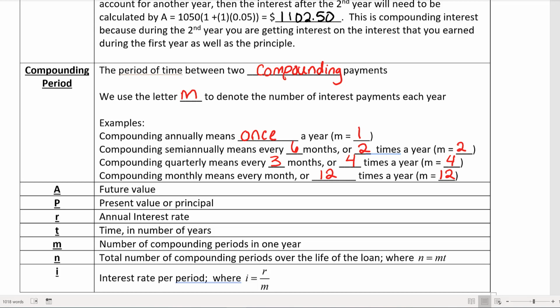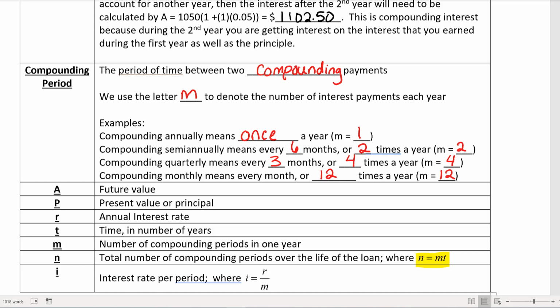The way we're going to get that is you're going to take M, which is the number per year, times T, which is the number of years, and that gets you the total number of compounding periods over the whole life of the loan. So this one has a little formula. Because there's so many letters here and we're going to be plugging this into a formula, it's going to be easier to do some of the small computations like N equals M times T before you type it into the calculator. And then the last one is the I, interest rate per period.